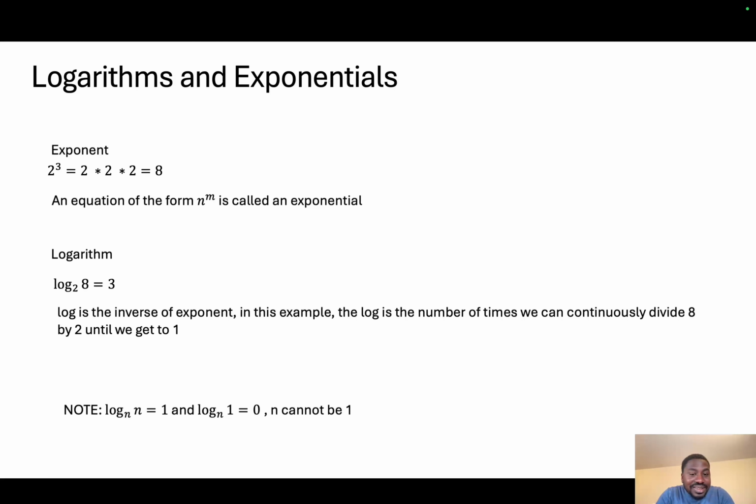And logarithm is the inverse of exponent, right? In logarithm, this is log 2 of 8. This is how many times you can divide 8 by 2 until you get to 1, right? So you continuously divide 8 by 2. You can do that 3 times, which is again the reverse of this process. So if you take the exponent of a log, or the log of an exponent, you get back the number inside. So it's like inverting. And a few things to note: log n of n equals 1, and log n of 1 is equal to 0, and n cannot be 1.